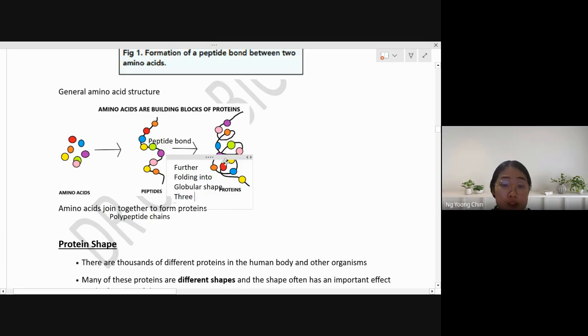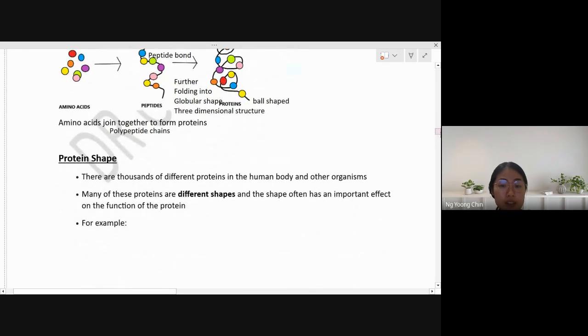What is meant by globular shape? Globular shape means the shape looks very round, something like a ball, 球体. When we talk about protein products, usually their structure is ball shaped, or we call it a three-dimensional structure. So they will form the protein products.